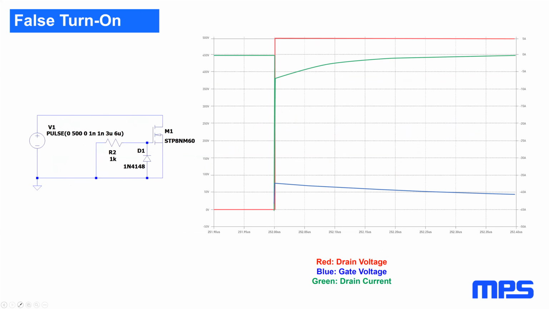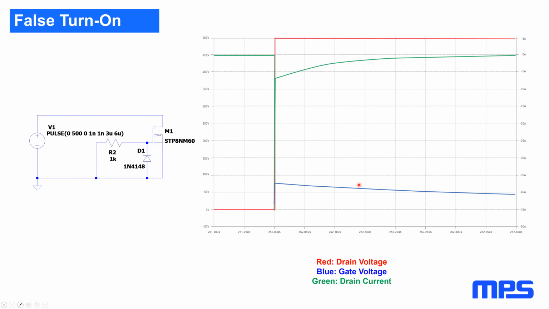This simulation shows what happens when you apply a fast transition to the drain of a MOSFET that has its gate held weakly at 0 volts through a 1K ohm resistor in this example. You can see when the drain voltage goes up, so does the gate voltage. Gate voltage is in blue here. Goes up to about 8 volts. I multiplied it times 10 in this graph so you can see it.